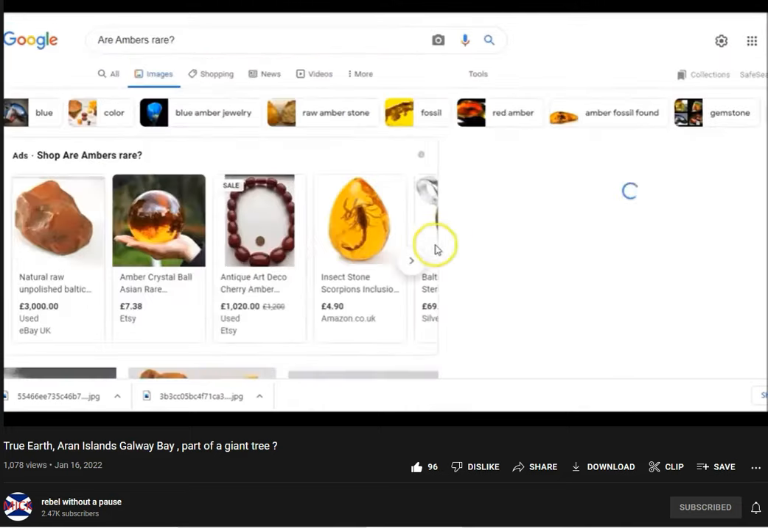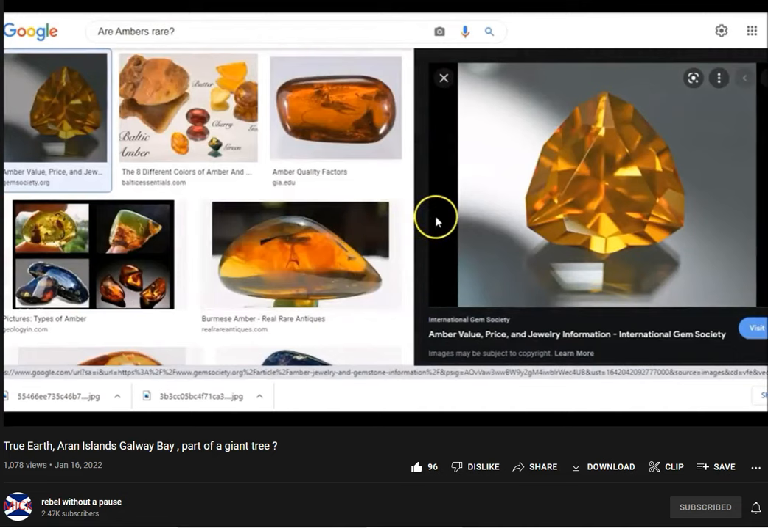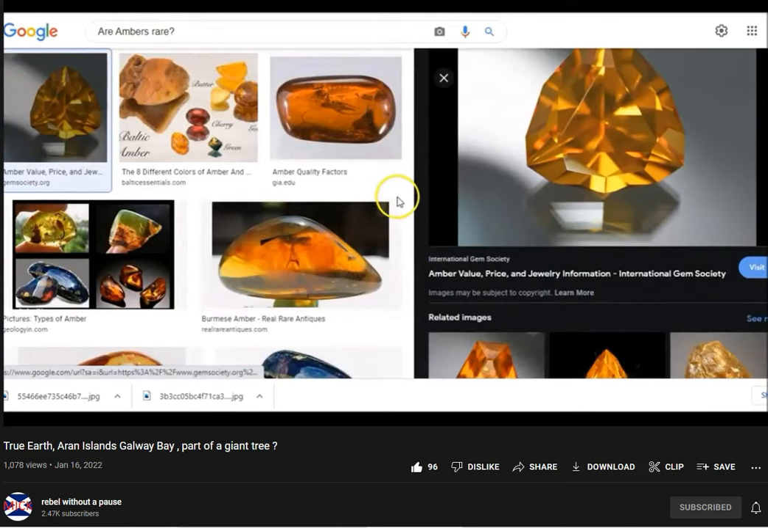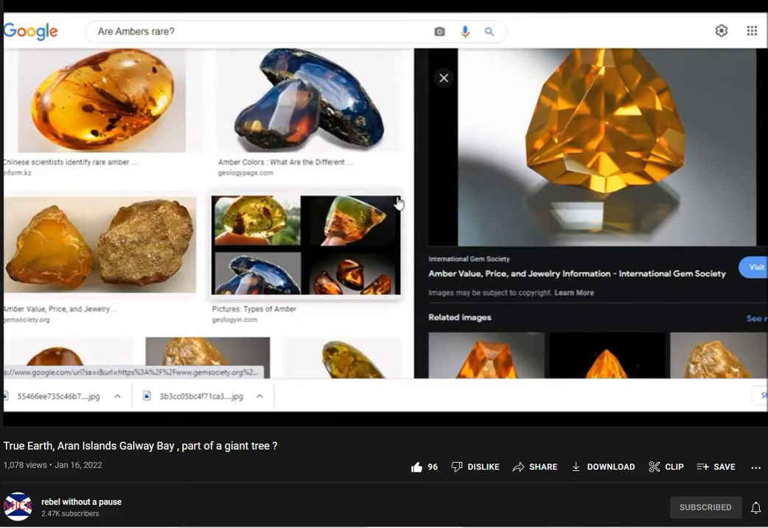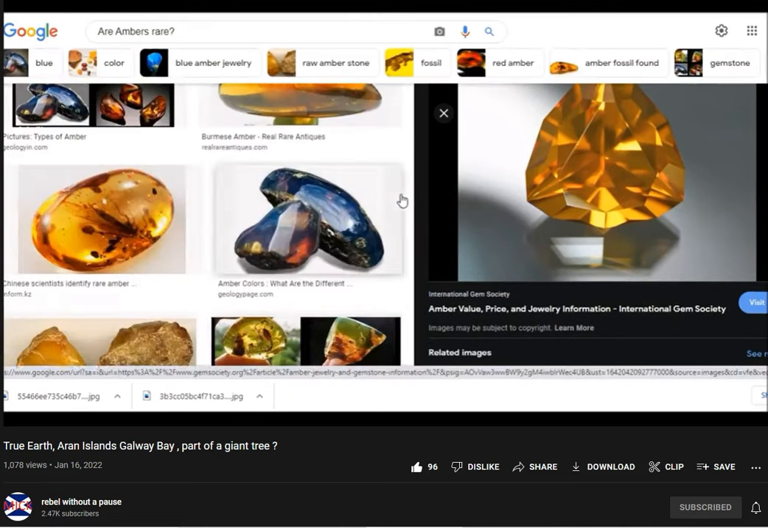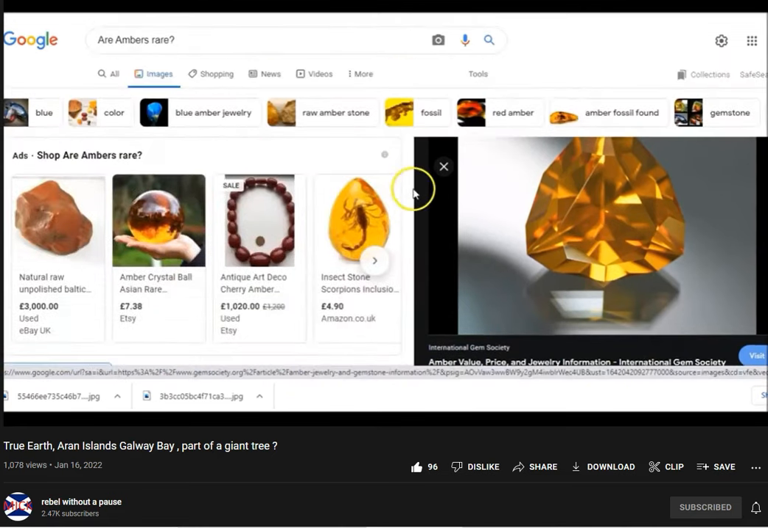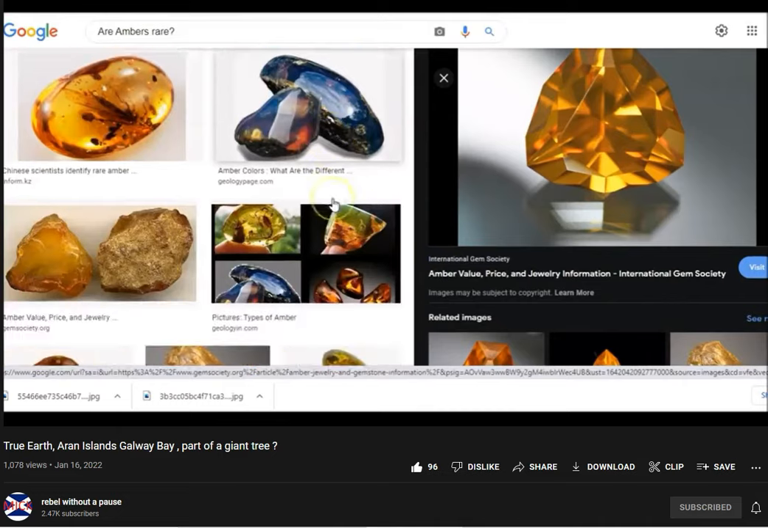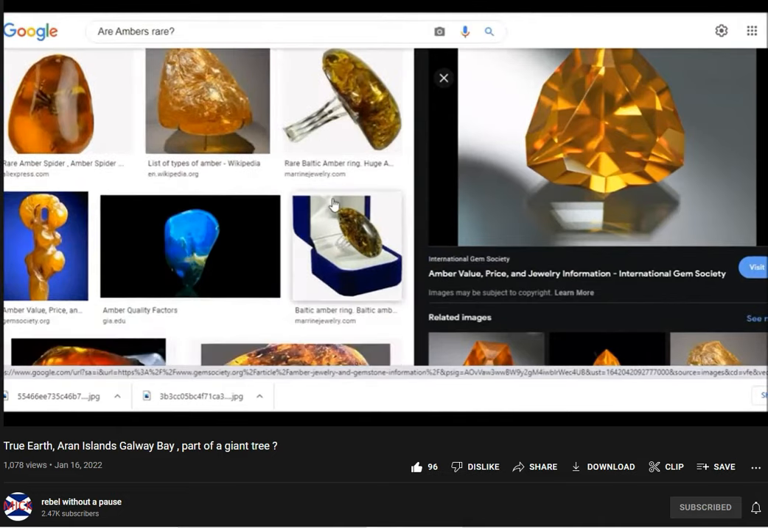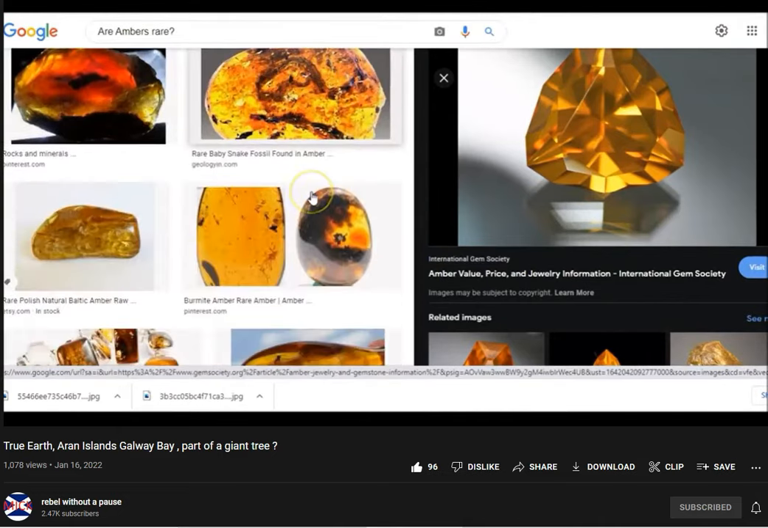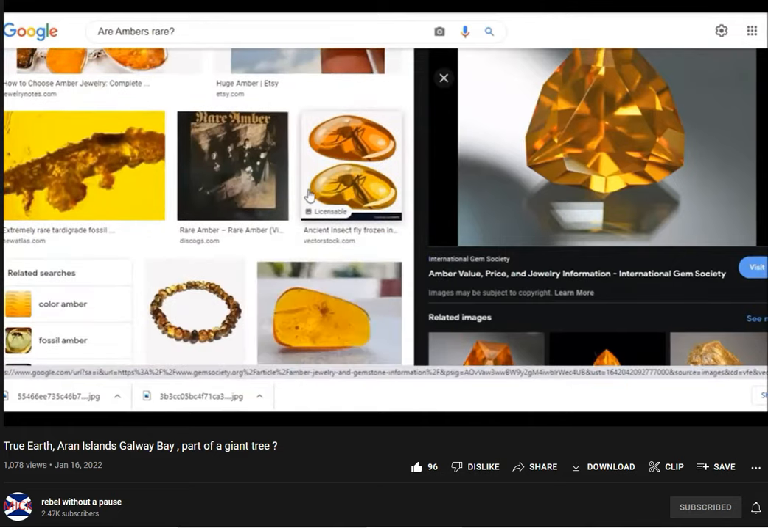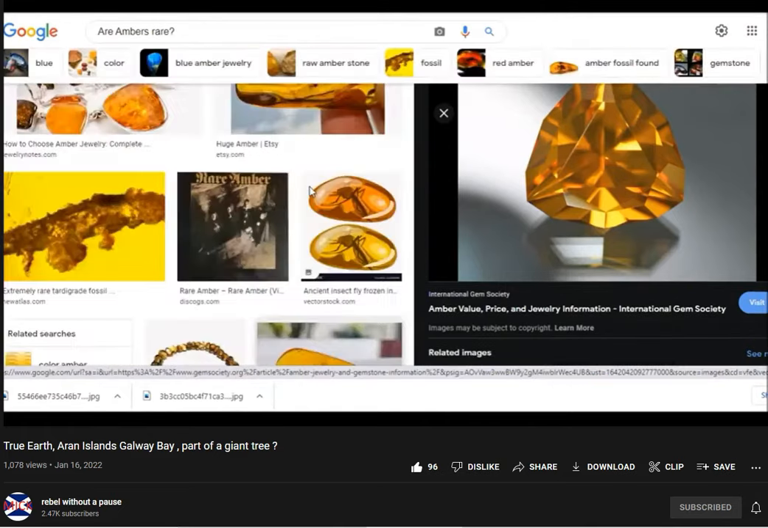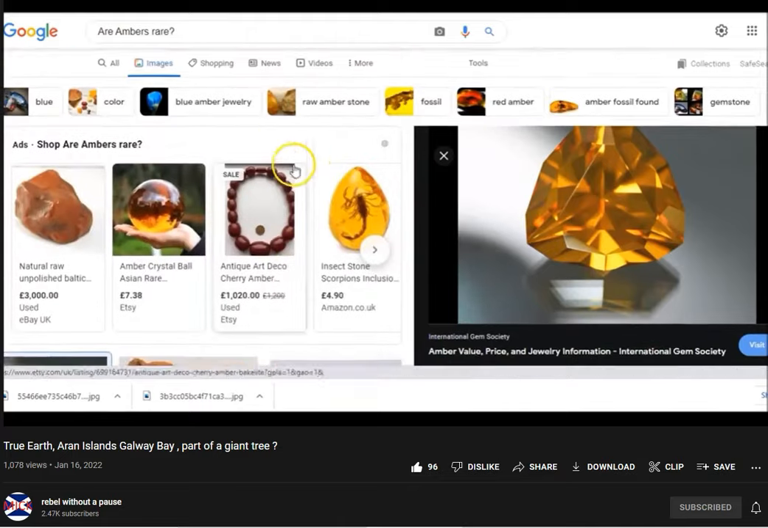So, this is amber, right, and this is from a tree. So what happens when the tree turns to stone? What happens to the amber? It's just like that film, Jurassic Park. Insects get caught in it. So anyway, I just thought I'd throw that out there.